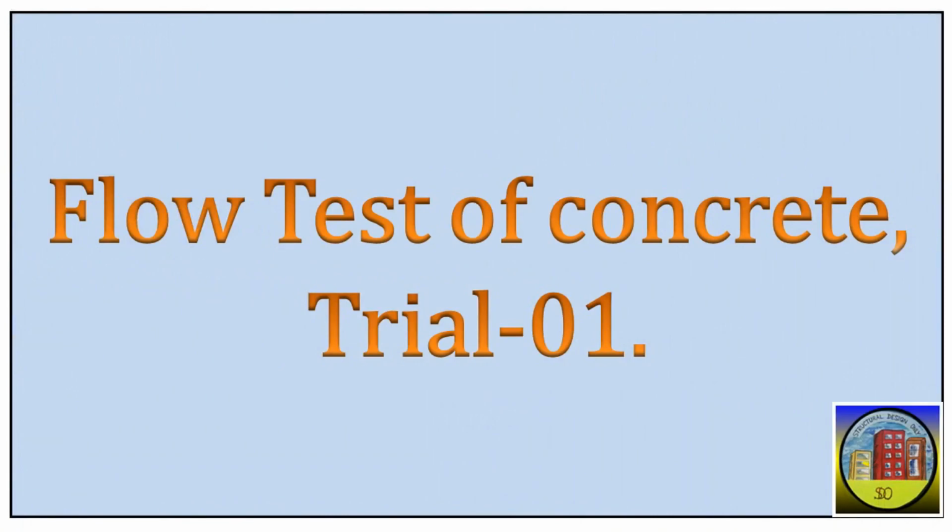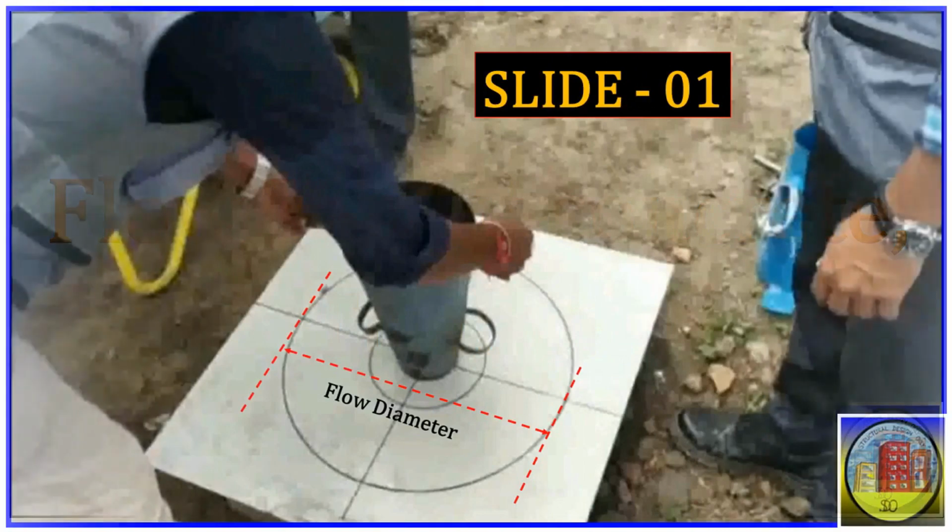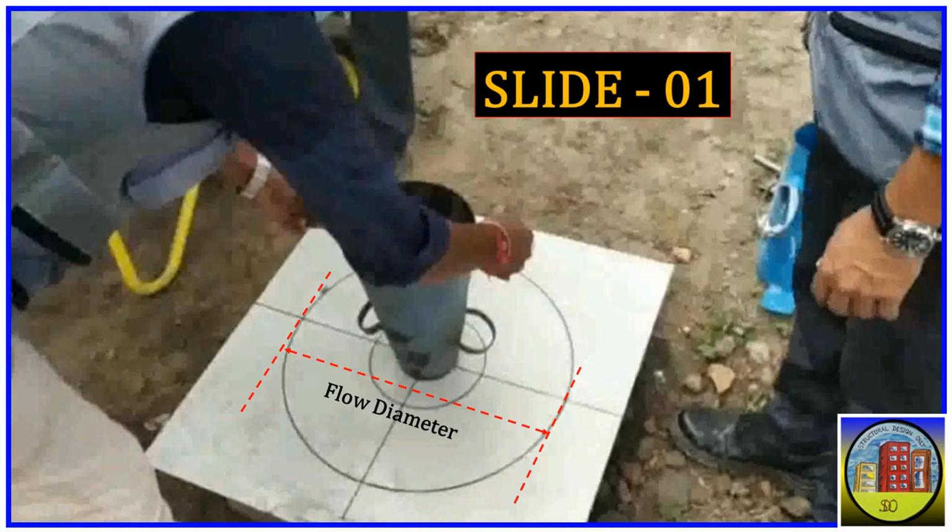Flow test of concrete, Trial 1. This is my first slide of our discussion on flow test. You'll notice a worker placing a clean slump cone upside down at the center of a circle drawn on the flow table. This circle represents the estimated flow diameter of the concrete being tested.